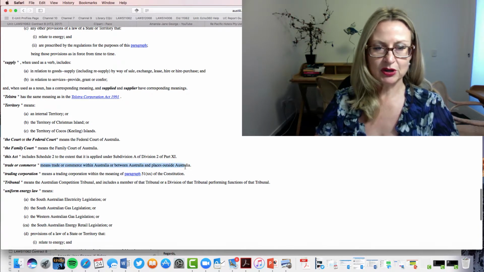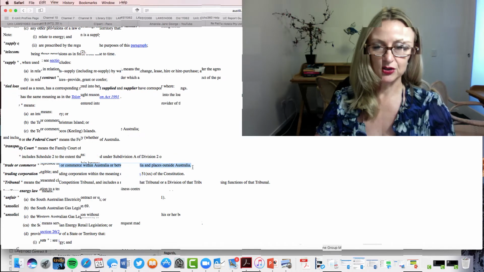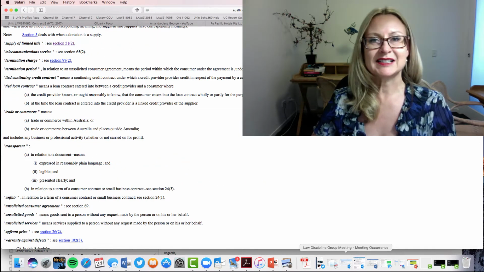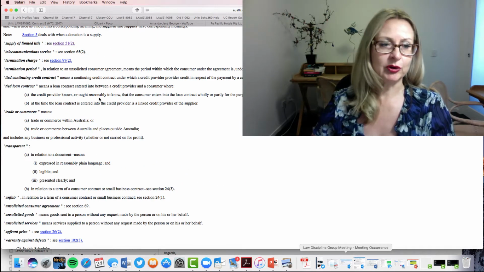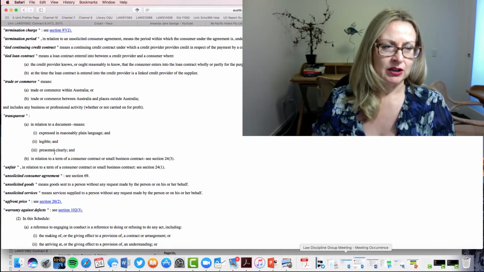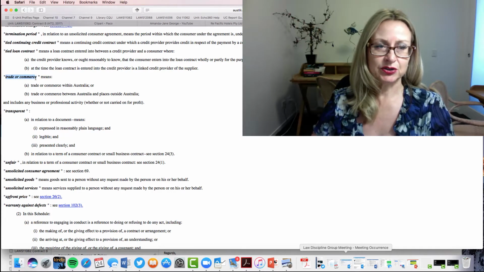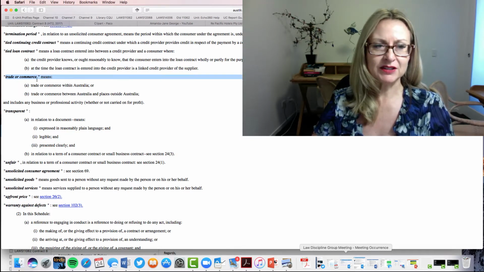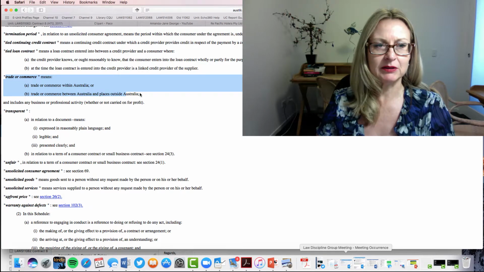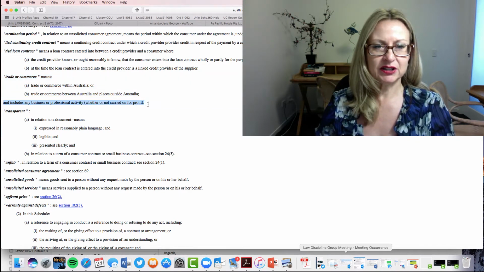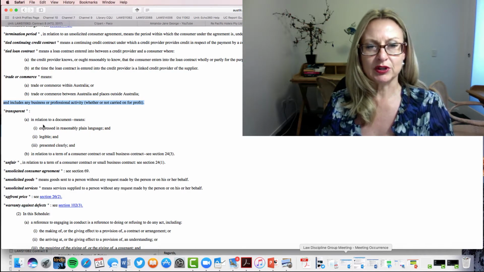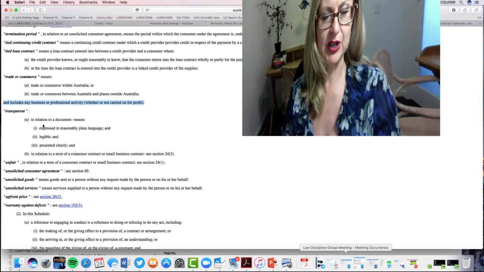Means trade or commerce within Australia or between Australia and places outside Australia. However, if we then skip back to the Australian Consumer Law, and you look at the interpretation provisions there, you'll see there's another definition of trade or commerce. It essentially duplicates what was in the main body of the legislation, but clarifies here that it includes any business or professional activity whether or not carried on for profit.